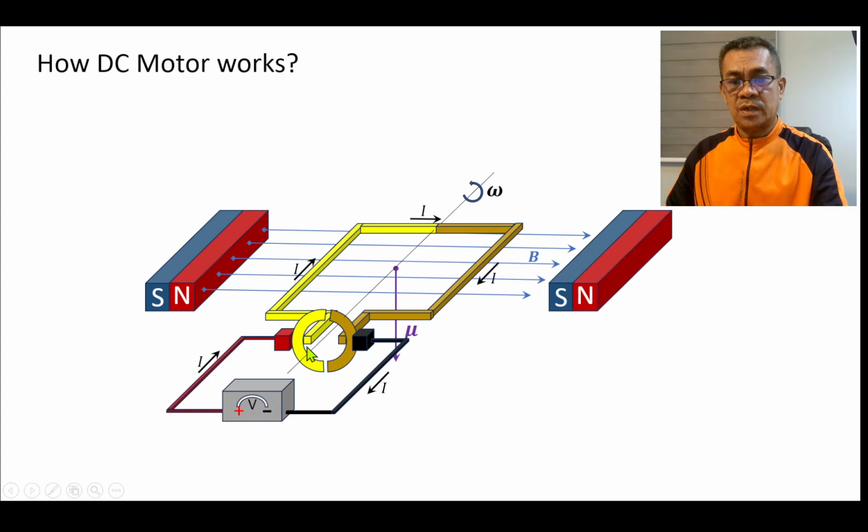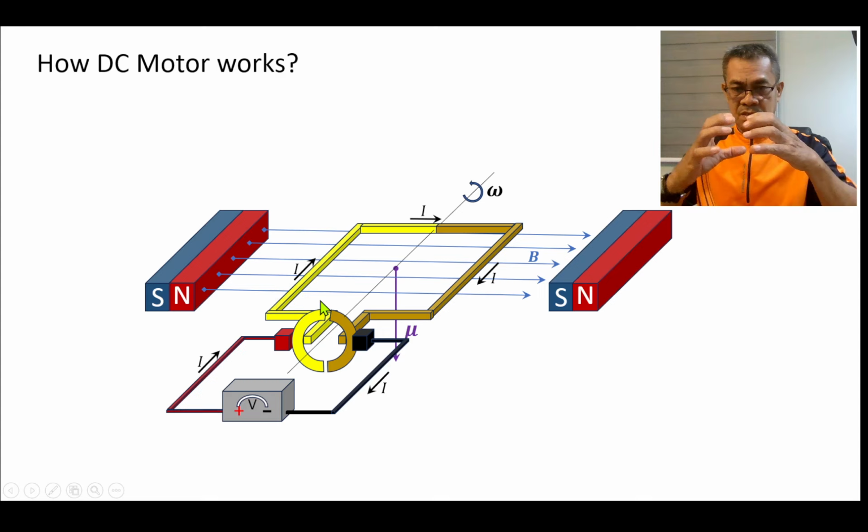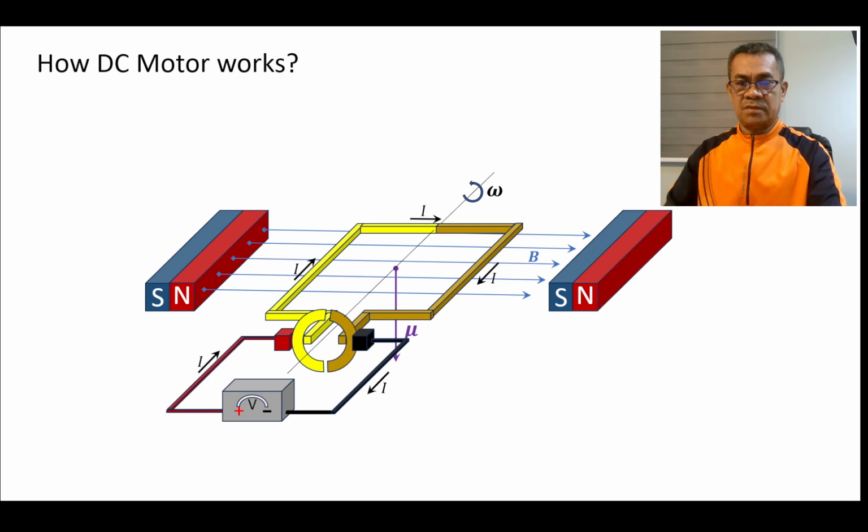Then this commutator C, a semicircle, and we have this brush. The brushes are at rest here, they stay. But this commutator rotates with the armature, or with the loop conductor. Okay, so that's it. The technique is reversing the direction of mu. That's why the motor will continuously rotate. Then the cycle continues.